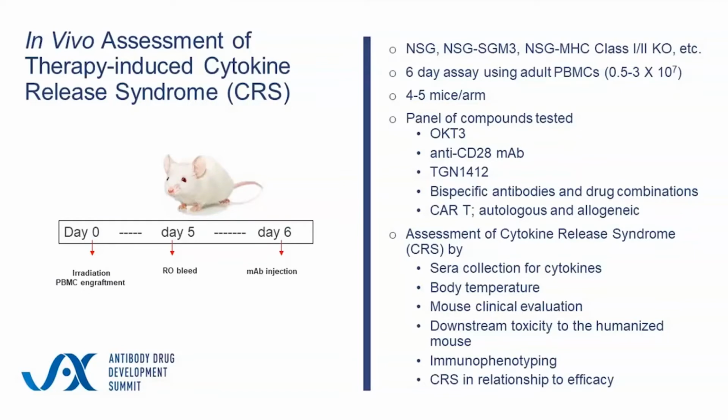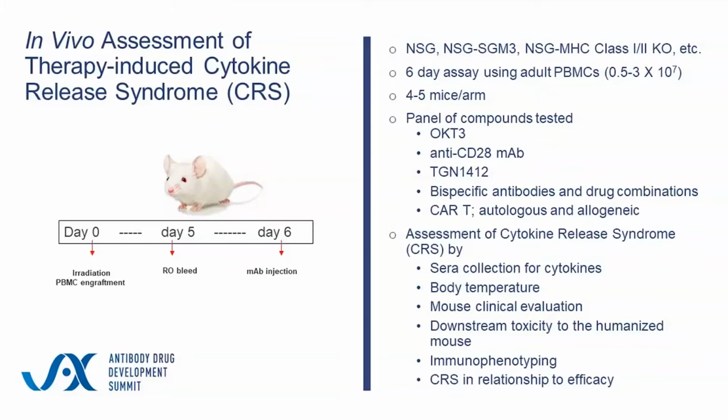We use multiple mouse models. We use the NSG or the SGM3 or the MHC class 1, class 2 knockout to ask different questions. Again, it's a 6-day assay. We usually use between 5 million and 30 million PBMCs, usually between 5 and 15 million PBMCs in our platform. We only use 4 to 5 mice per arm. The data is very tight. You'll see the error bars in all the data.